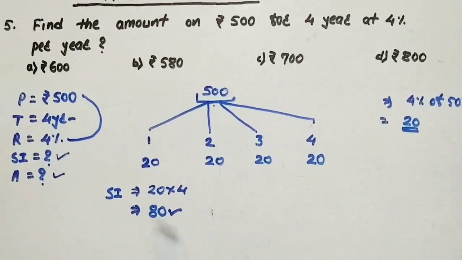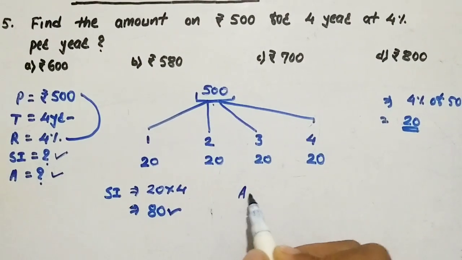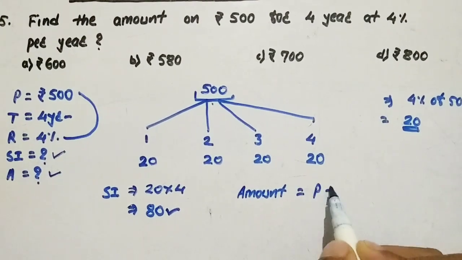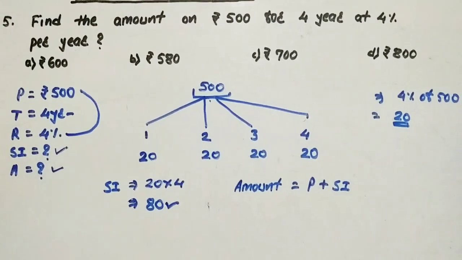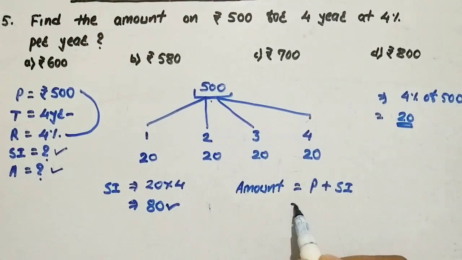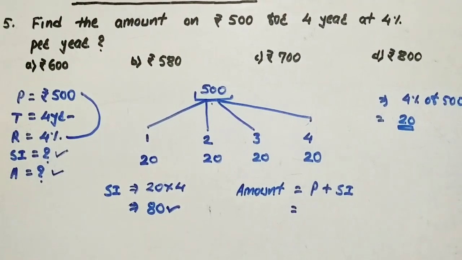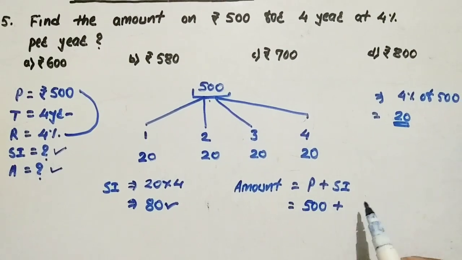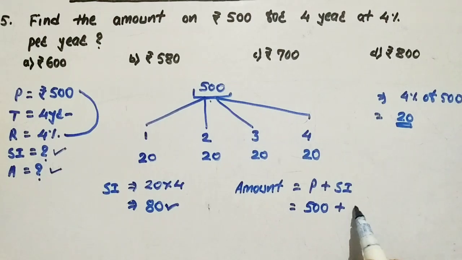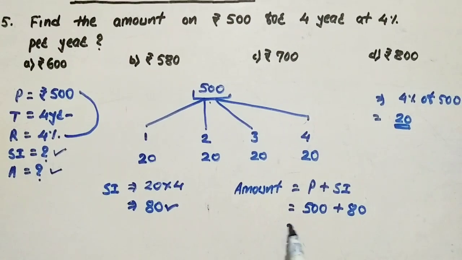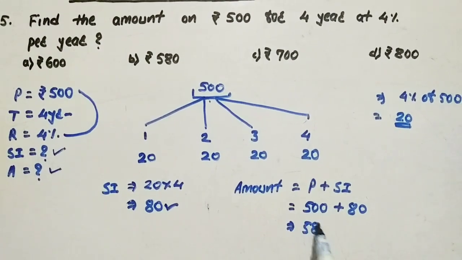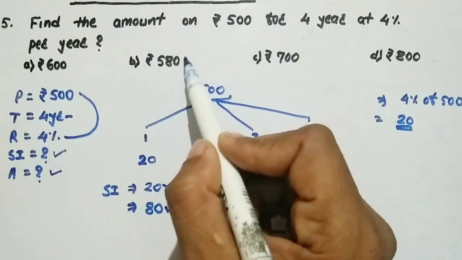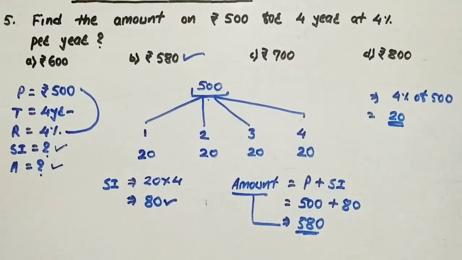But we have to find out the amount. Amount means principal plus simple interest. So amount is equal to principal plus simple interest. Principal is equal to 500 and simple interest is equal to 80, so we will get 580. So amount is equal to 580. That's why option B is the correct answer.